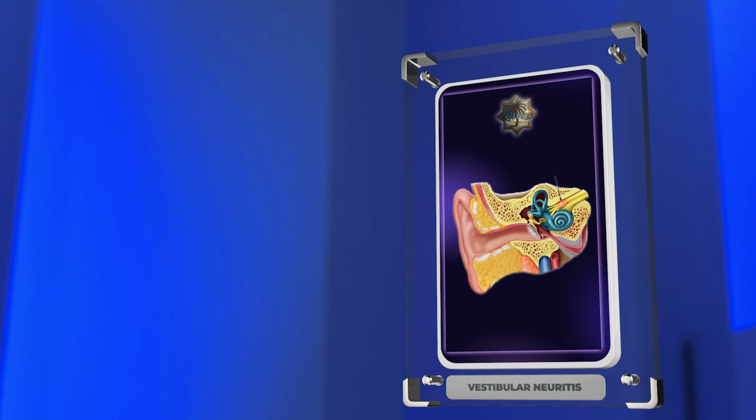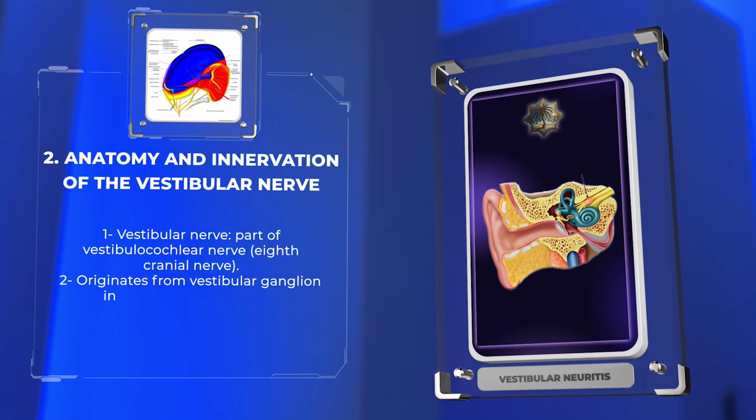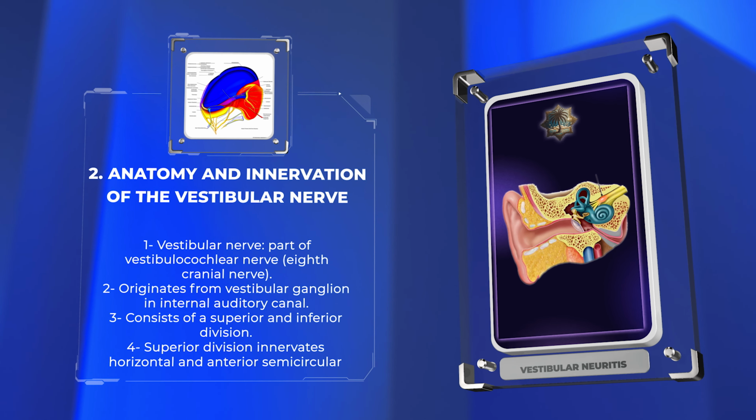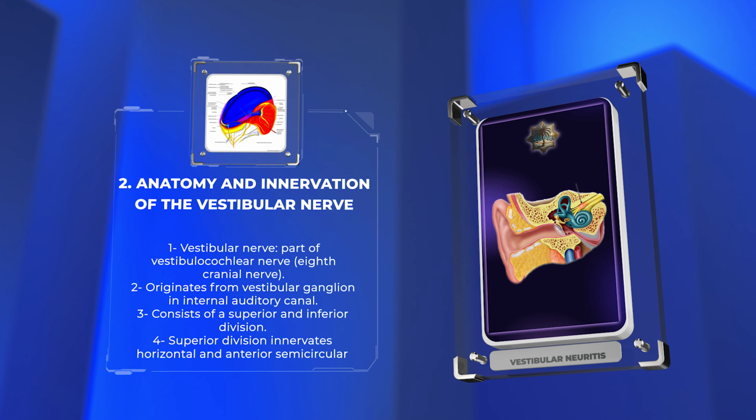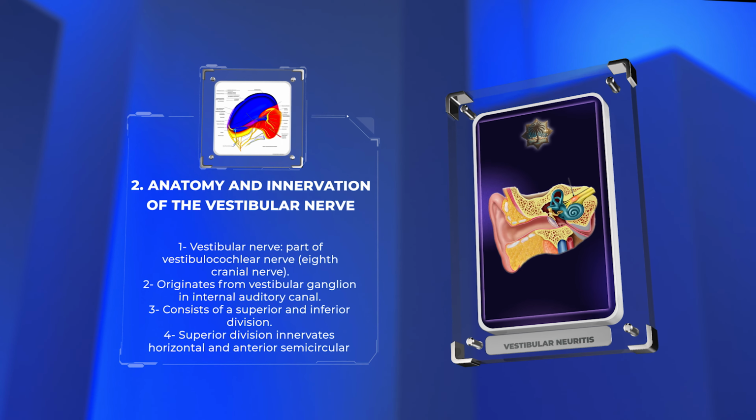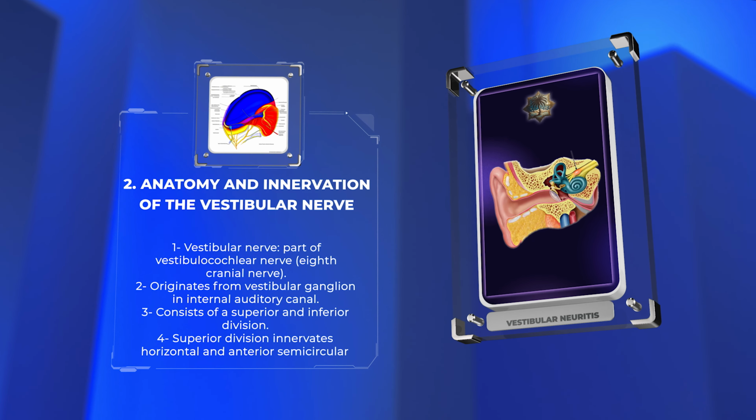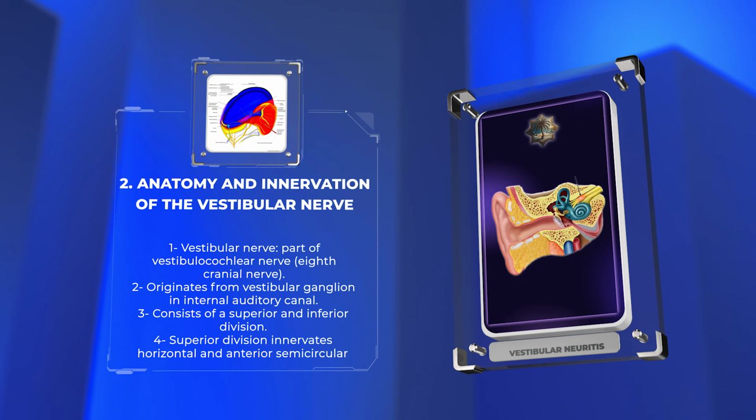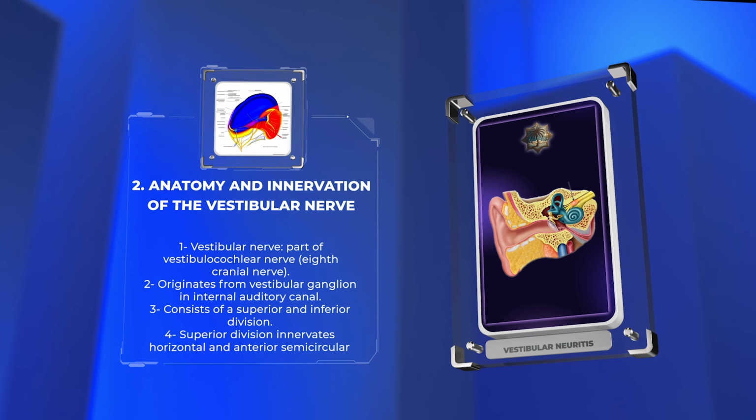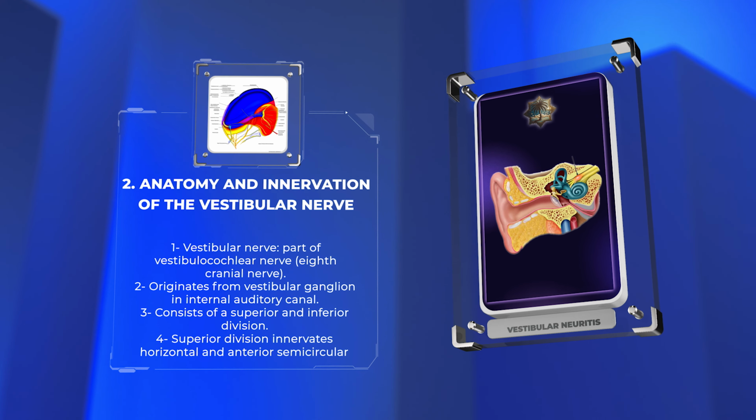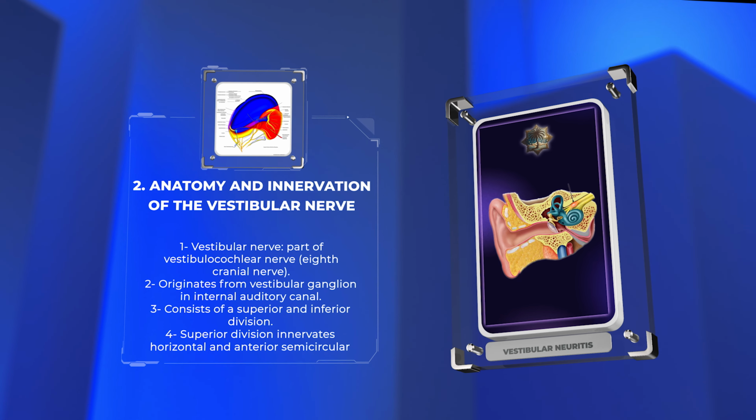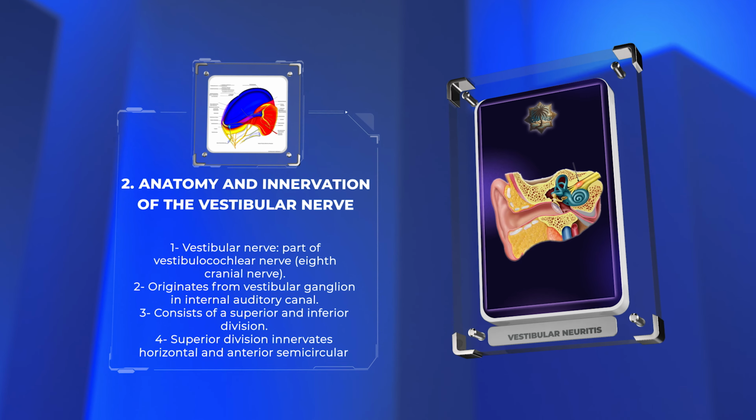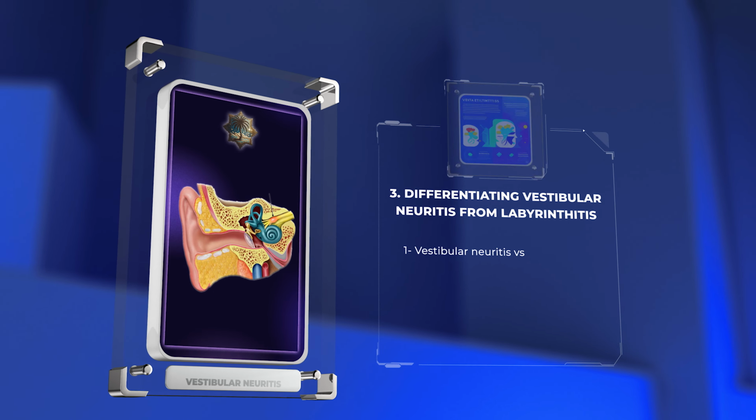2. Anatomy and innervation of the vestibular nerve. To better understand vestibular neuritis, let's explore the anatomy and innervation of the vestibular nerve. The vestibular nerve is one of the two components of the vestibulocochlear nerve, the eighth cranial nerve. It originates from the vestibular ganglion, located within the internal auditory canal, and consists of a superior and inferior division. The superior division innervates the horizontal and anterior semicircular canals, while the inferior division innervates the posterior semicircular canal and the saccule.